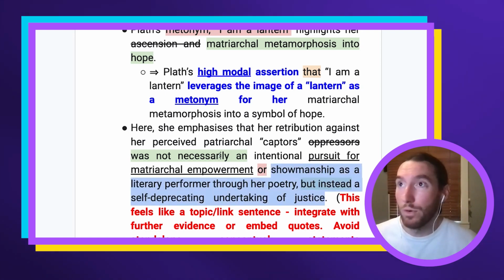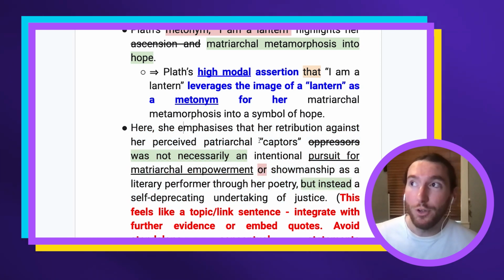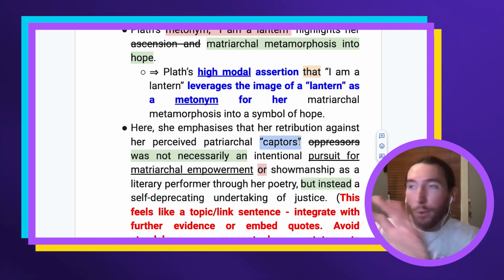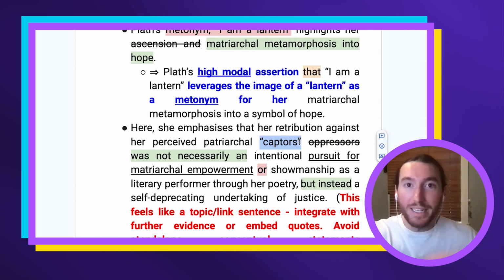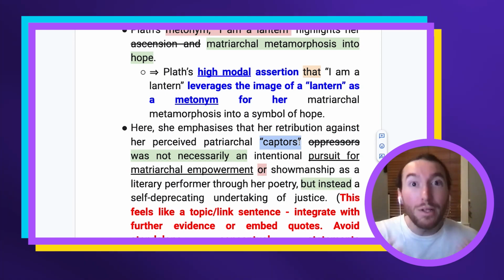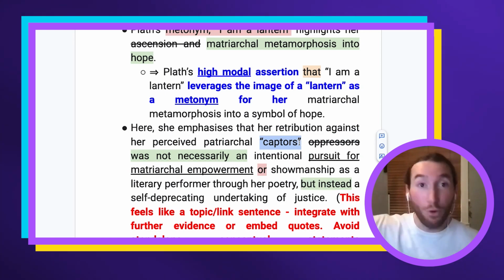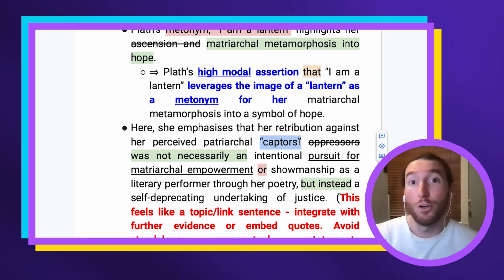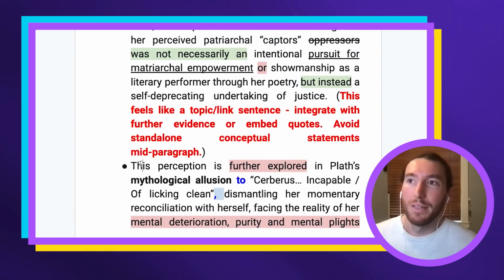Like, this is 99% your words, but if you can kind of pepper in these quotes from the text to supplement your explanation of a prior quotation, then you're well and truly on the right path to constructing a sophisticated response that has flair and nuance and demonstrates that deeper engagement with the text. Now, the next sentence says, this perception is further explored in Plath's mythological illusion.